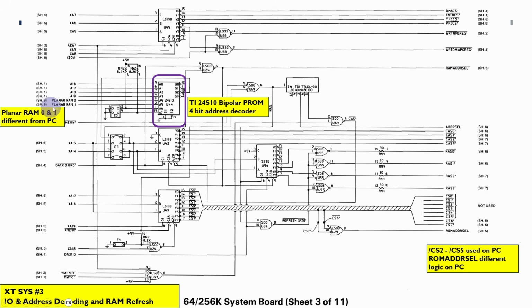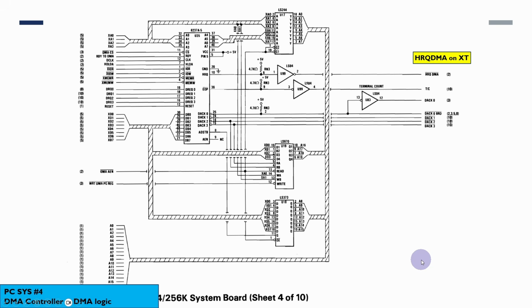So the planar RAM 0 and RAM 1 are different from the original PC. And we can see here that chip select 2 to chip select 5 are actually used on the PC, only chip select 6 and 7 are used on the XT. Other than that, it seems to be largely the same. Then we get to the DMA controller. Now the DMA controller is virtually the same between the two versions.